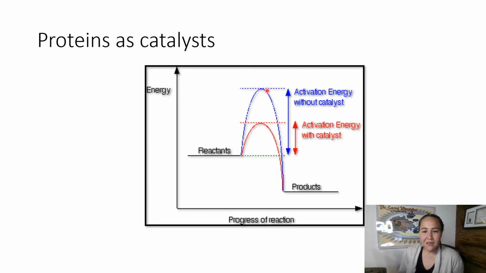The blue is the activation energy without the catalyst, and the red line is the activation energy with a catalyst. With a catalyst, it takes much less energy to go from reactants to products. And this is what catalysts do. They help reactions move forward, and they lessen the amount of activation energy needed for a reaction to progress.